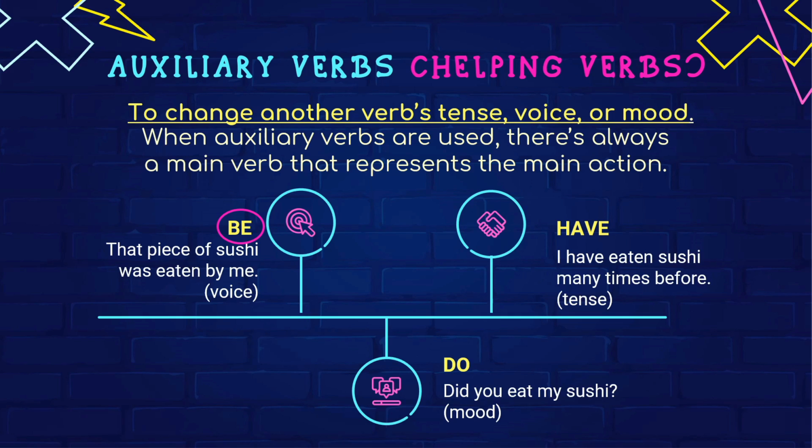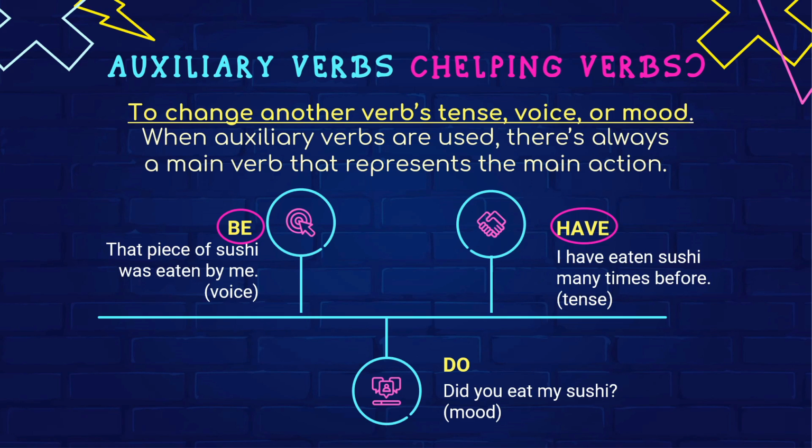The main verb is eaten, but being used, the helping verb was eaten. Okay, the second example, have. I have eaten sushi many times before. So the word eaten is the main action, the main verb, but it is being helped by the word have.